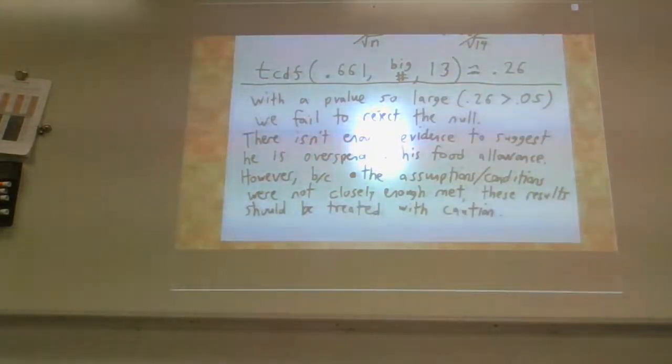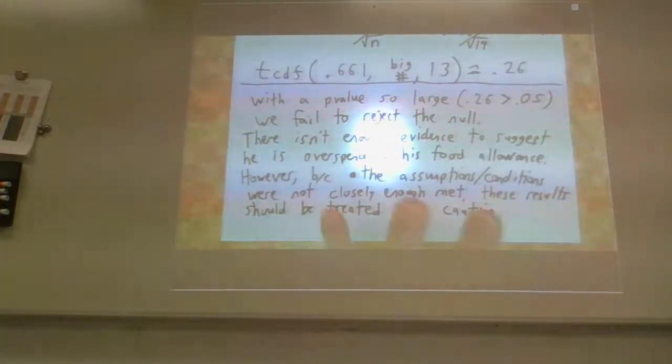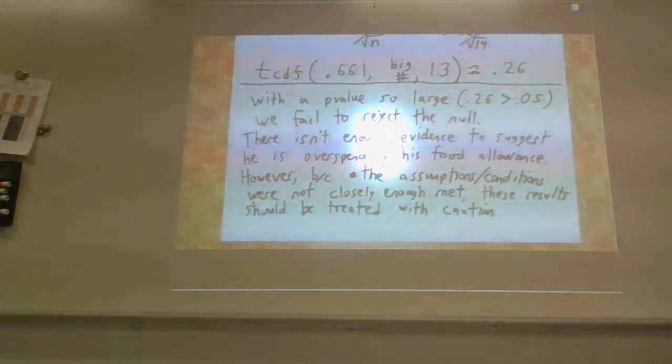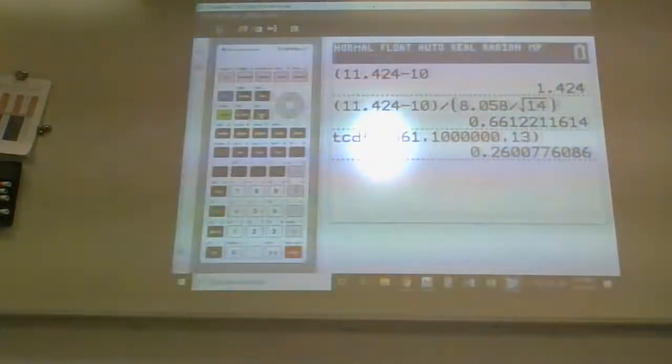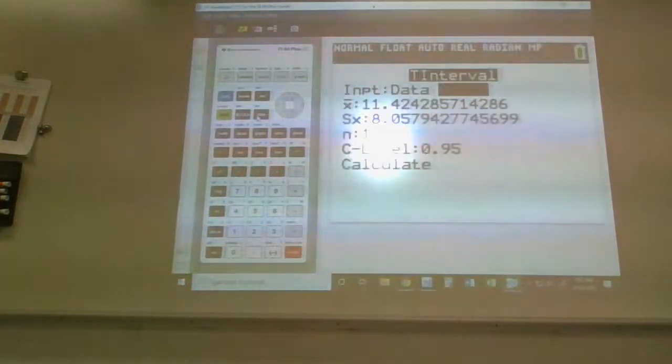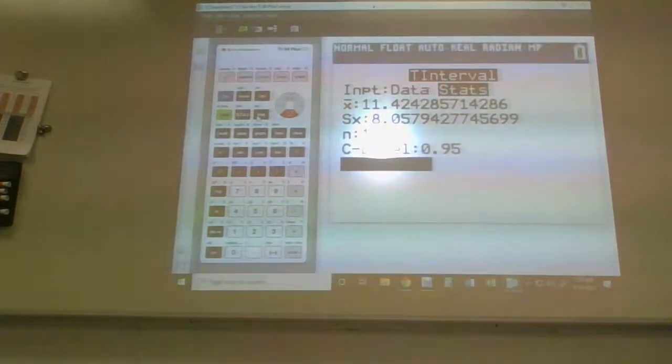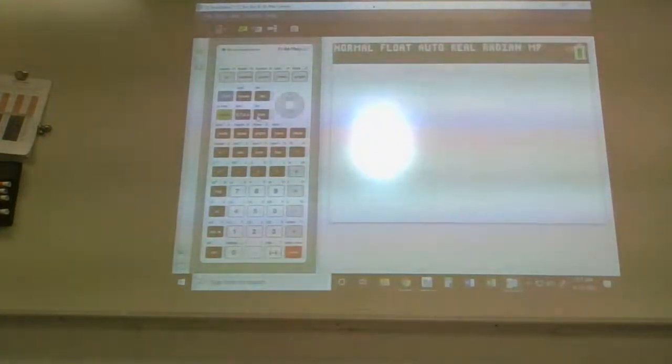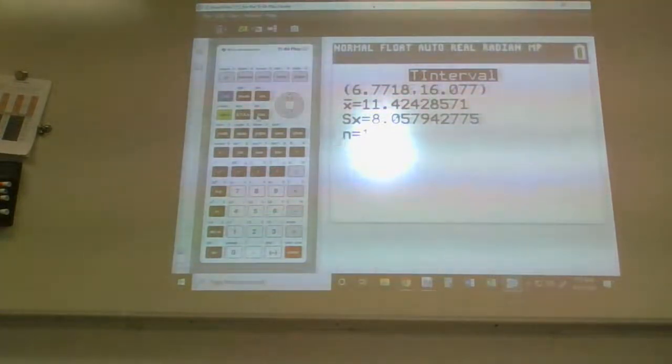I want to show you one more thing with this problem. I actually want to perform the t interval, but I'm not going to write anything down. Check this out. I want to perform the t interval. Stat, tests, t interval. Let's see. X bar, S, 14, 95% confidence. Okay, this could work. Let's see what we get here. Oh, there's the t interval.